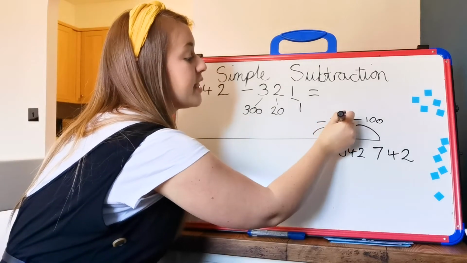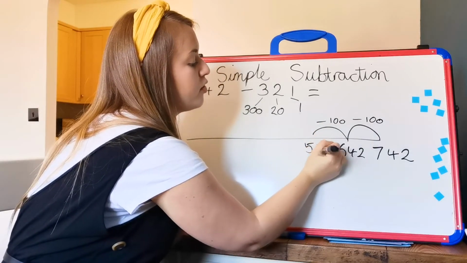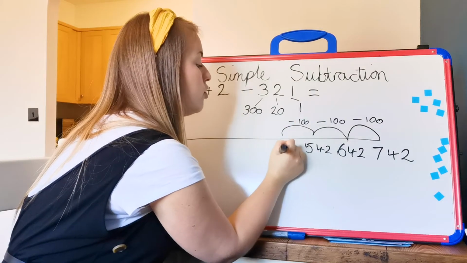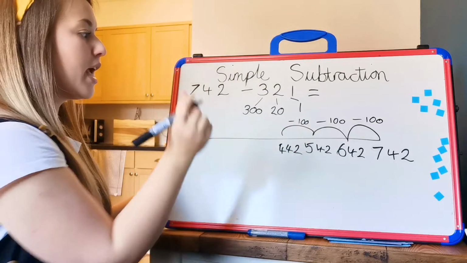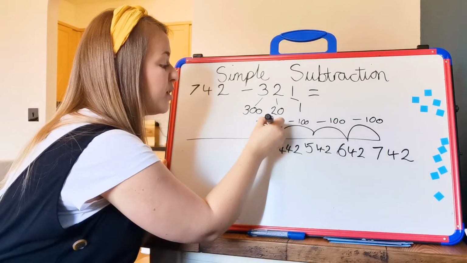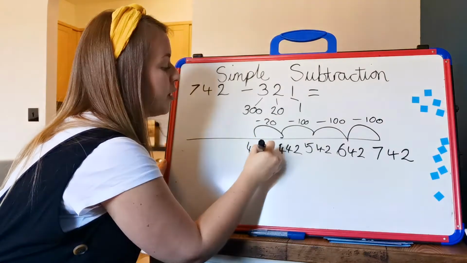So if I just take away another 100, that would be 542, and then another 100, that is 442. And then I want to take away my 20, so I can do 2 jumps of 10, or I can just take away 20, which would be 422.